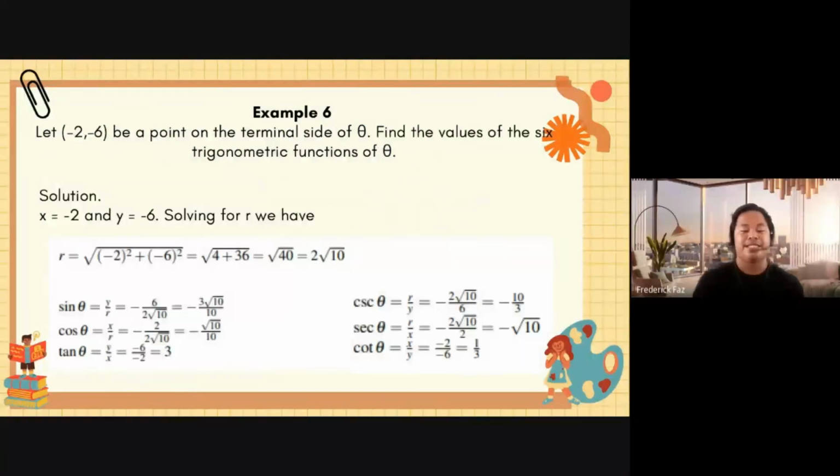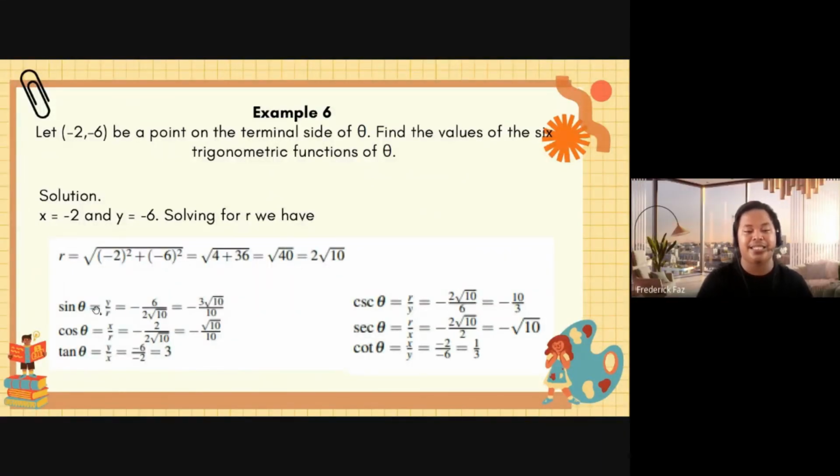So that's it. In this example 6, we have a point on the terminal side, negative 2, negative 6. Find the values of the 6 trigonometric functions of theta. So x is negative 2, y is equal to negative 6, and we have r, which is equal to 2 square root of 10. Since negative 2 squared is positive 4, and negative 6 squared is positive 36, if we add 4 and 36, the sum is 40. Simplifying, we get 2 square root of 10.